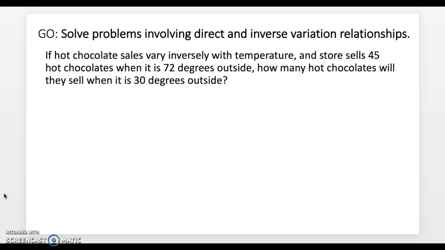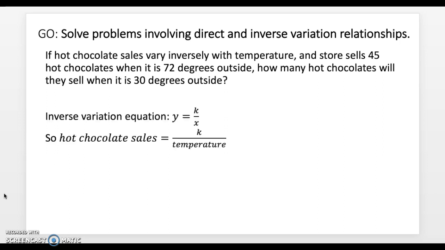In this case, hot chocolate sales vary inversely with temperature, and a store sells 45 hot chocolates when it's 72 degrees outside. We want to know how many hot chocolates they sell when it's 30 degrees outside. If it's varying inversely, we can use our inverse variation equation of y equals k over x, where k is a constant. And so we can put in our variables, hot chocolate sales equals k over temperature. Then we plug in our numbers that they gave us. We know we sell 45 hot chocolates when the temperature is 72 degrees. Solve for k. Get this number for k, which again is a constant.